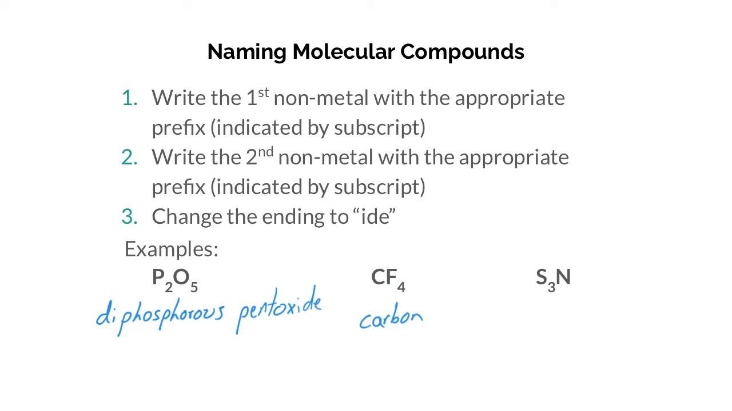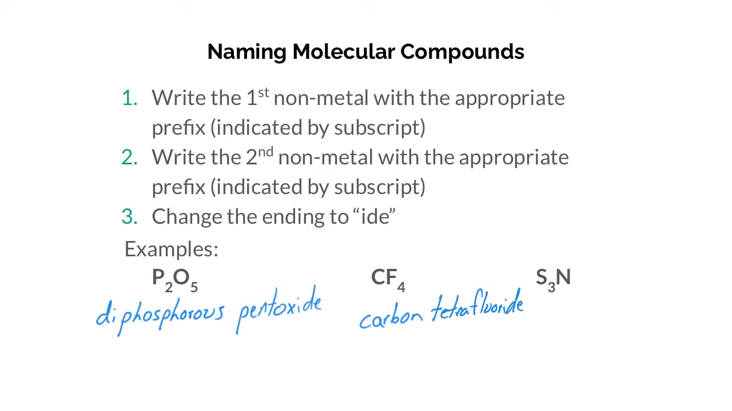For my second atom, we have fluorine, and we have 4 of those. The prefix for 4 is tetra. So I would write carbon tetrafluoride. And again, we change the ending to ide.